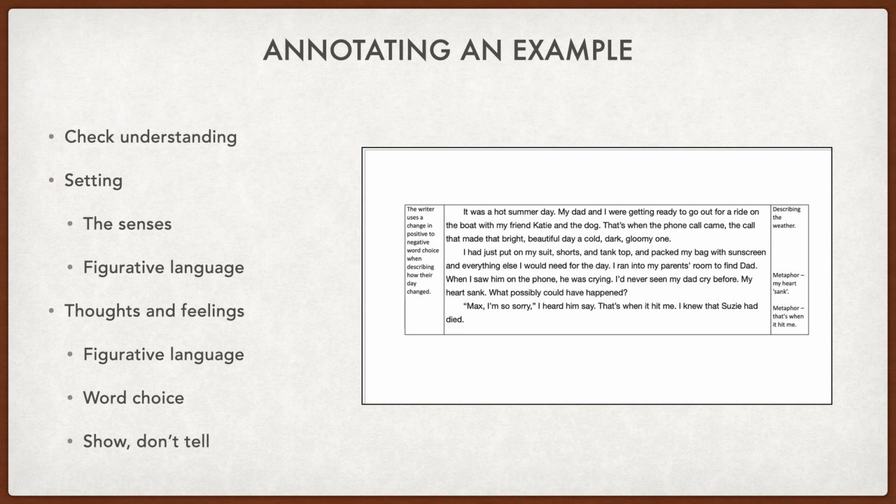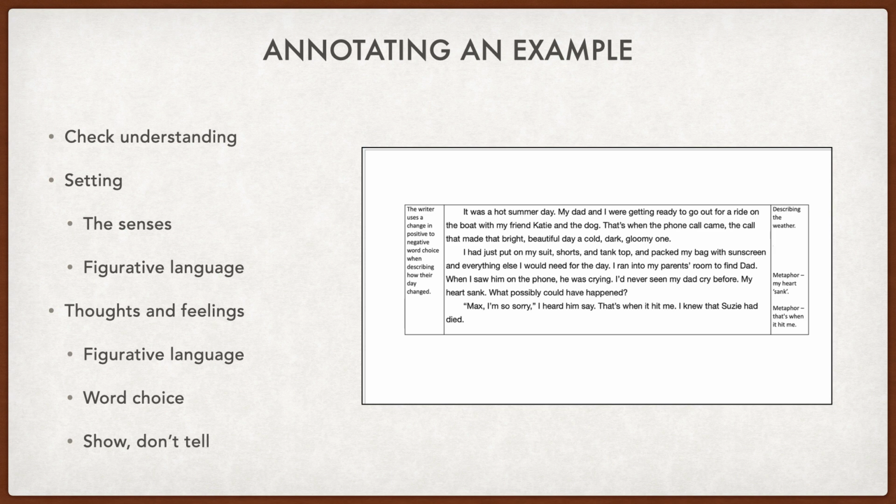So what I want you to do, this is on your team's assignment. The first thing I want you to do is to look at another example of writing from the same website, and you're going to fill out the table so that you can show me where you have seen that they described setting, maybe using the senses or figurative language. Remember, figurative language refers to metaphors and similes. And whether they've referred to their thoughts and feelings using figurative language, word choice, and especially if you notice times where they've shown how they feel rather than told you how they feel. Okay? So that was an example there so that you can see how it's done.